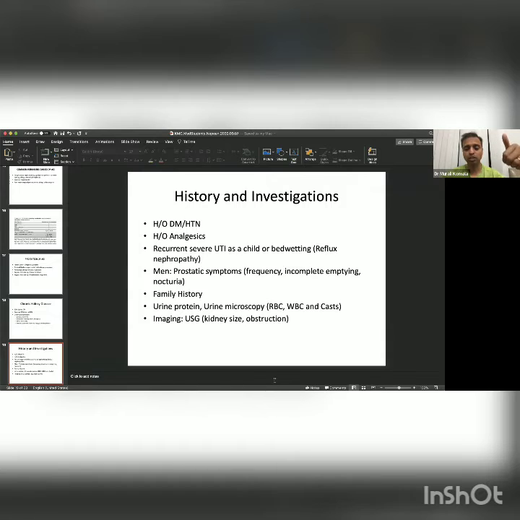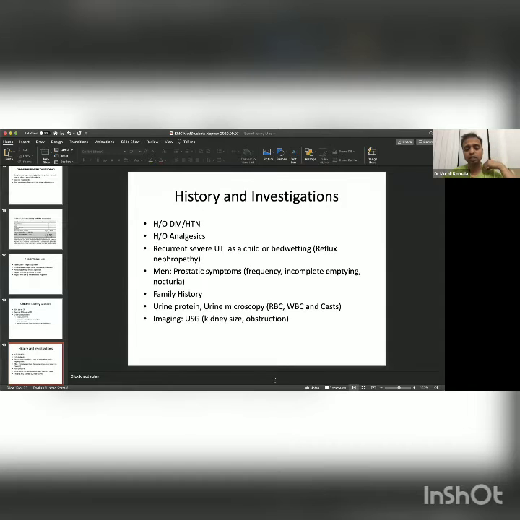In men, you ask for prostatic symptoms. I've already described that: frequency, incomplete emptying, nocturia. Family history is very important. If they say that, yes, my father or mother had kidney disease, my grandfather or grandmother had kidney disease, then you start thinking of genetic conditions, especially polycystic kidney disease.